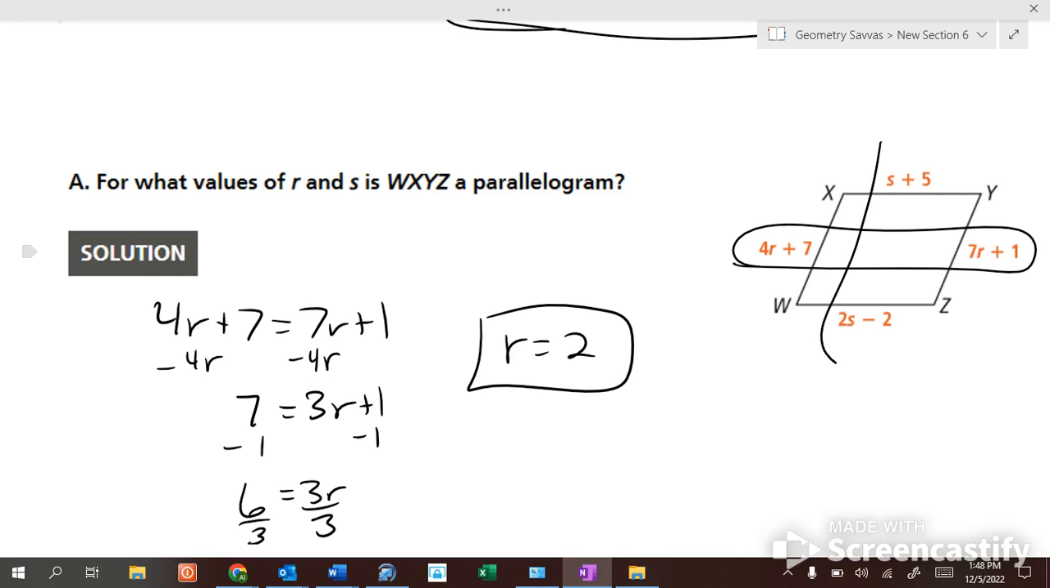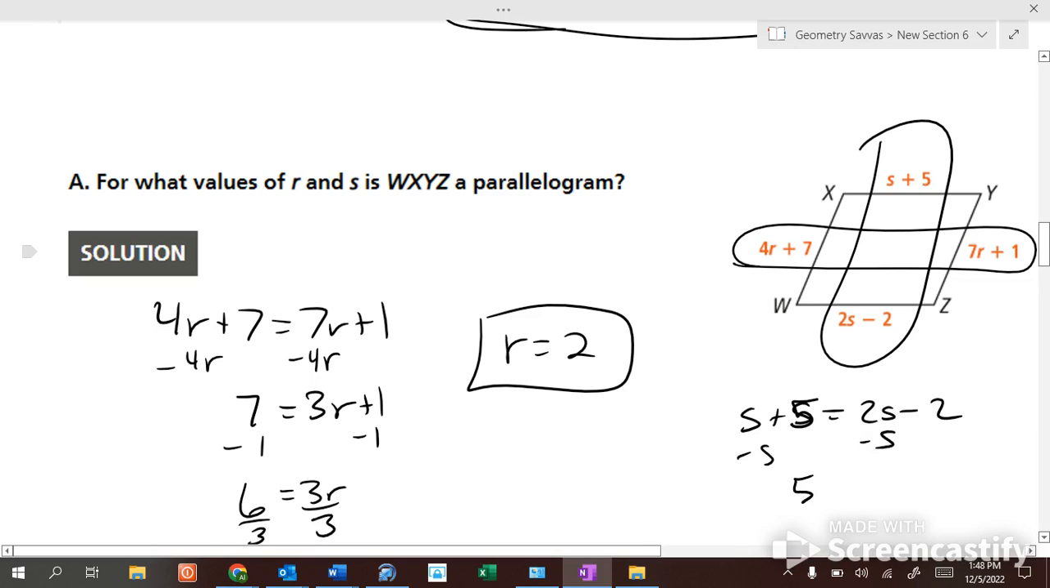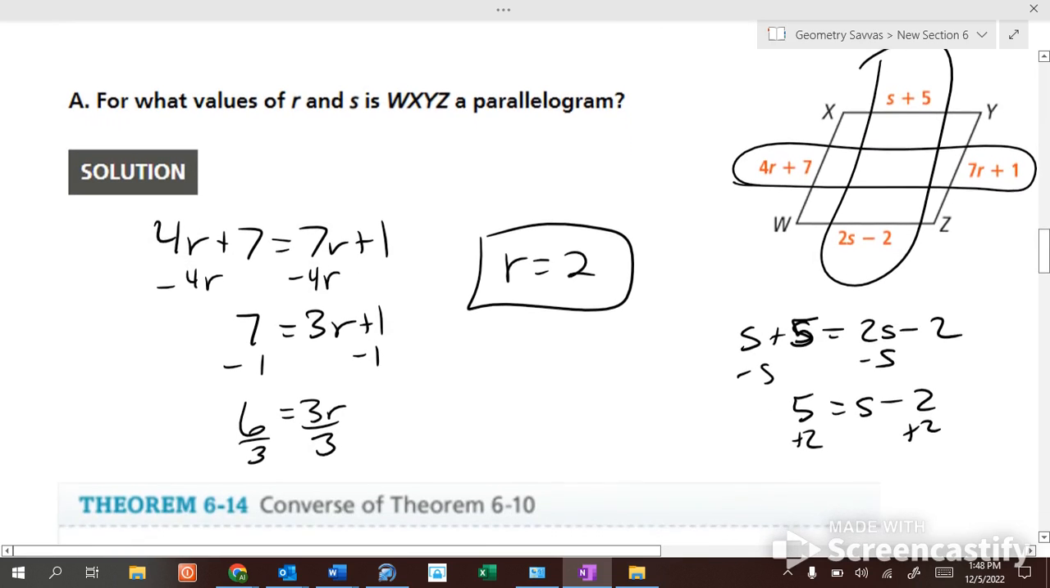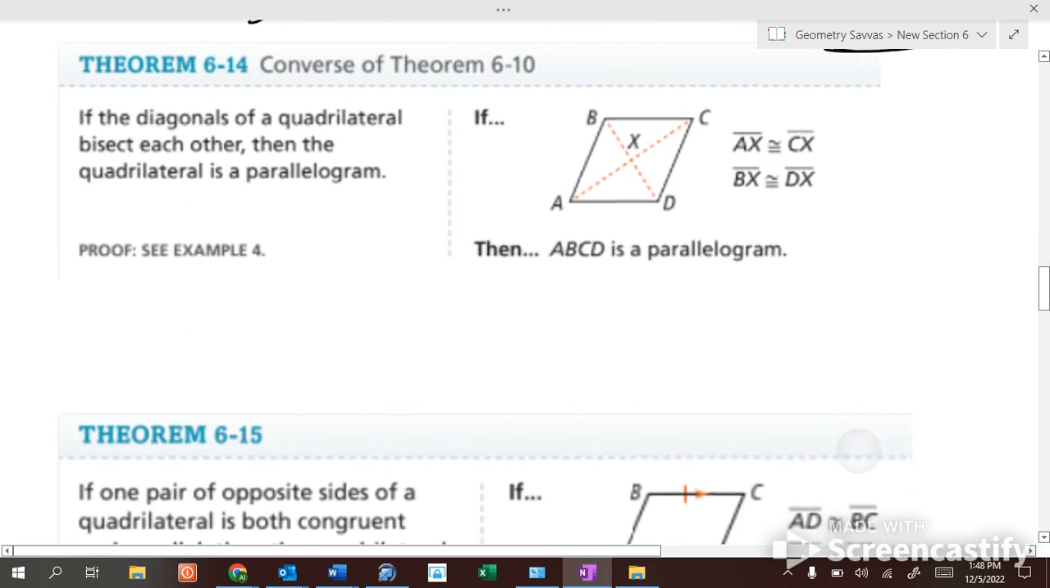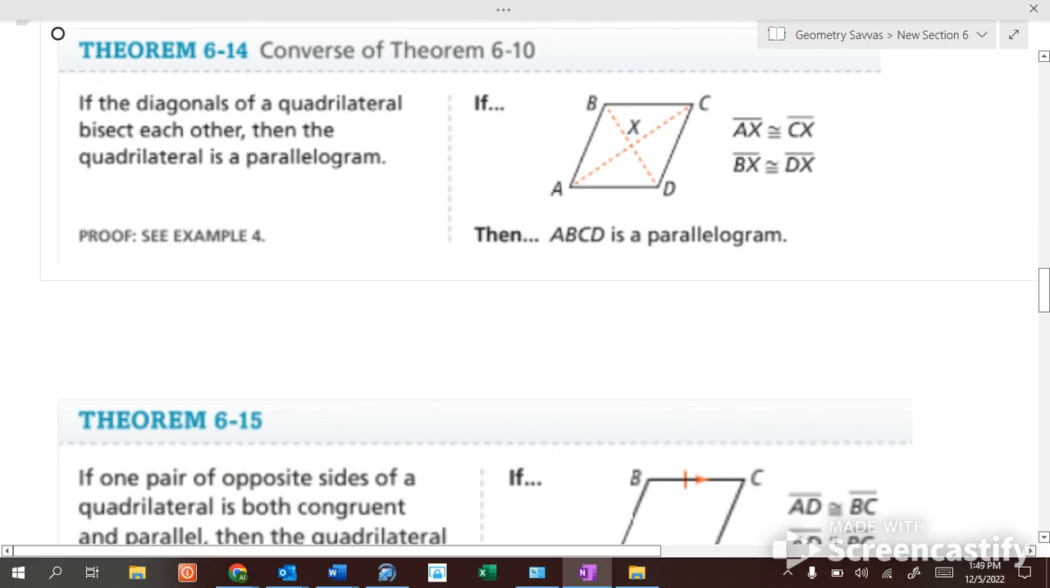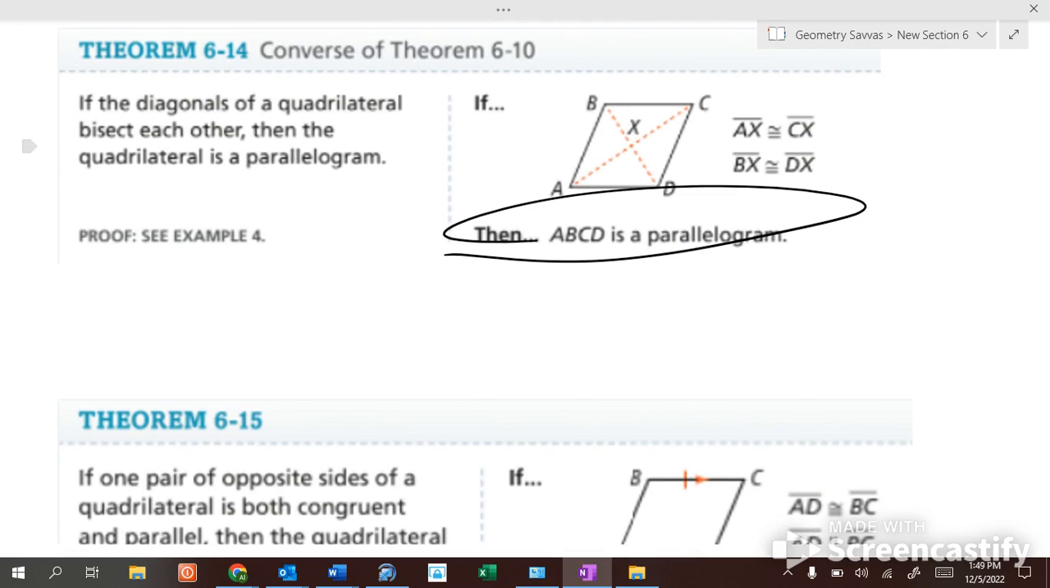Okay? Then these two. s plus 5 equals 2s minus 2. What do we do to both sides? Minus an s. So 5 equals s minus 2. Add 2. s equals 7. So if s equals 7 and r equals 2, then that makes a parallelogram because that makes opposite sides congruent. If we have two pairs of opposite sides congruent, then it's a parallelogram. If the diagonals bisect each other, then it's a parallelogram.